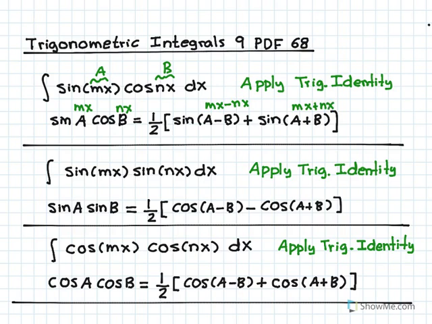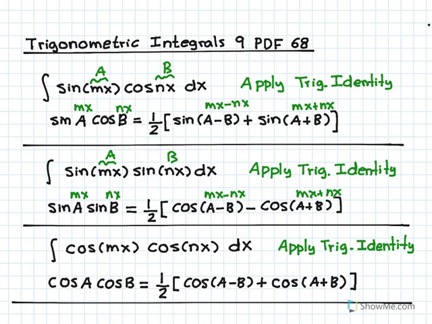The second integral is a product of two sine functions. We have sine of mx times sine of nx dx. So this part is a like before, this part is b. Sine a, sine b will be sine mx, sine nx. That's 1/2 cosine of a minus b, that's mx minus nx, minus cosine of a plus b, that's mx plus nx.